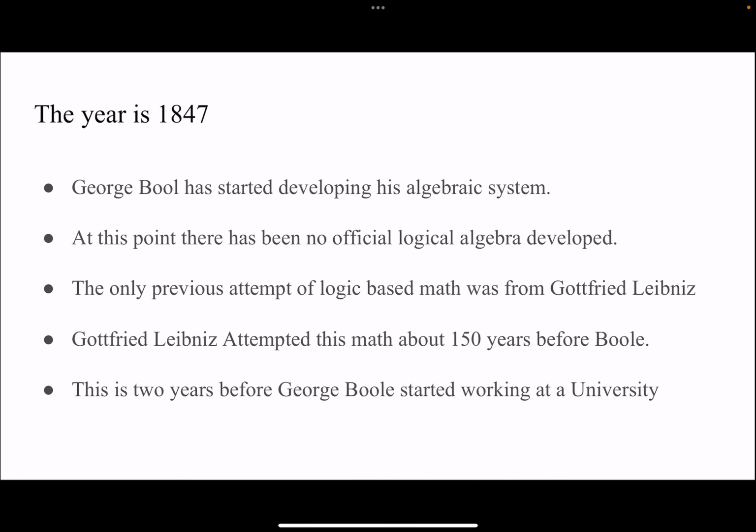Now, some backstory on George Boole. It's 1847, and George Boole has started developing his algebraic system. At this point, nobody has done it in 150 years or has attempted to. The only previous attempt at logic-based math was from Gottfried Leibniz, and as I said, it had been 150 years before Boole. This is 2 years before George Boole started working at a university.